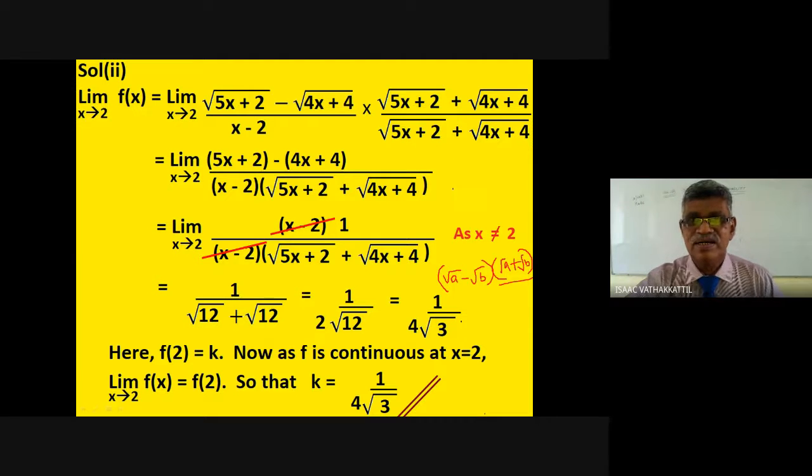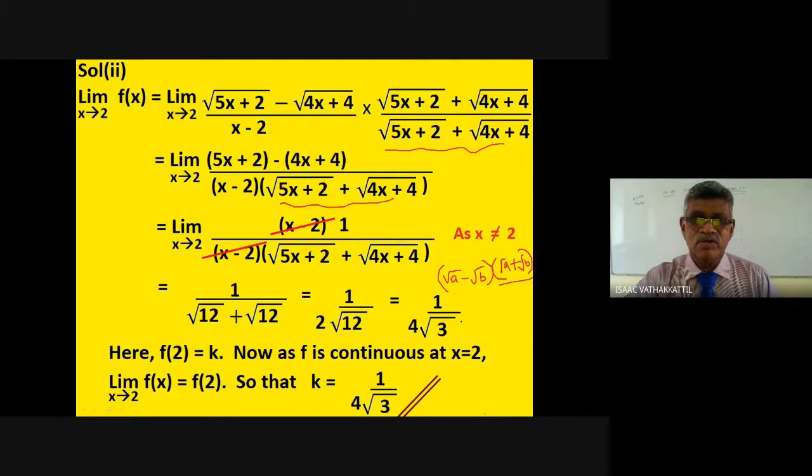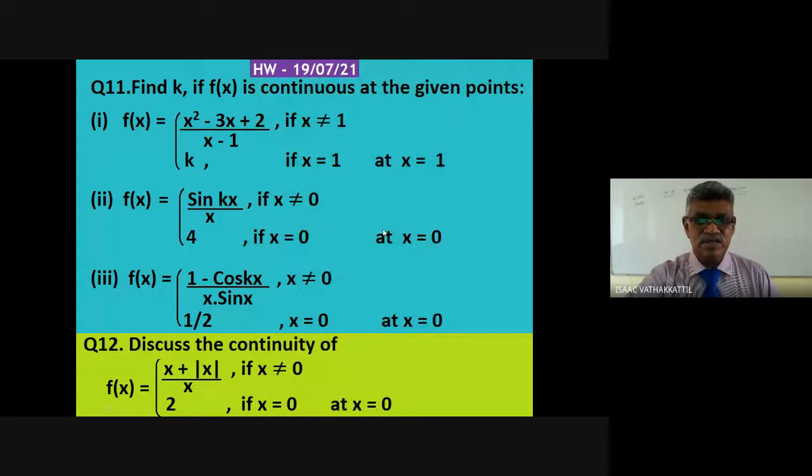Is that clear? Yes, sir. Denominator term as it is here. I am going to apply the limit at the last. Numerator root a minus root b into root a plus root b is a minus b. Granted? Yes, sir. Okay.